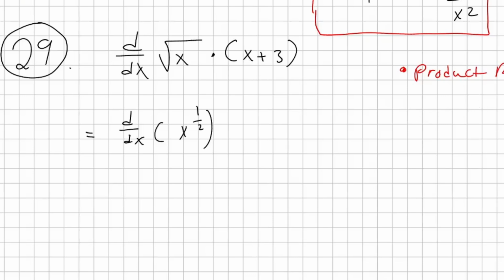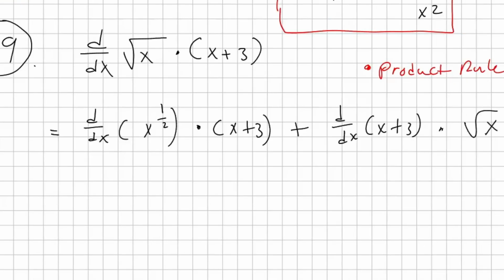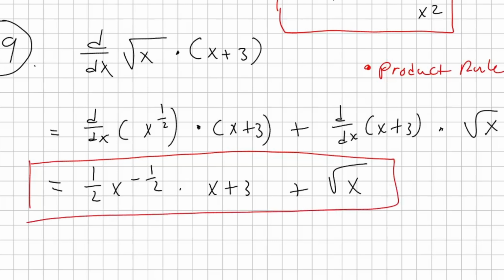So we're going to get the derivative of x to the half multiplied by x plus 3, and then we're going to add to it the derivative of x plus 3 multiplied by root x. I'm just going to keep it as root x because I'm not going to simplify it any further. So the derivative of x to the half is half x to the negative half multiplied by x plus 3, plus the derivative of this is just 1, so it's just going to be plus root x. So this should be our final answer for question 29.